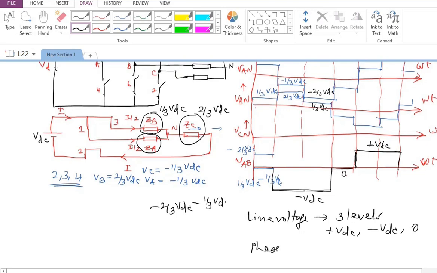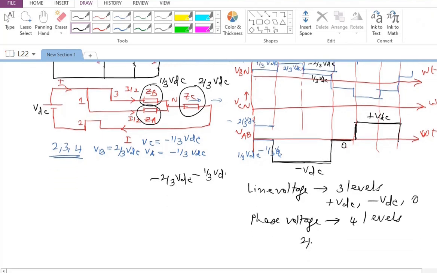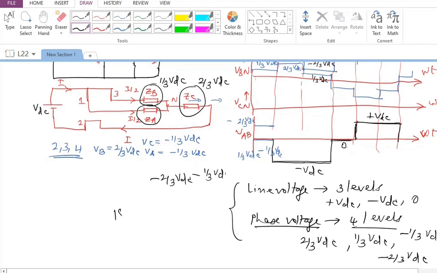Whereas phase voltage has 4 levels, which are 2 by 3 VDC, 1 by 3 VDC, then minus 1 by 3 VDC and minus 2 by 3 VDC. These are the 4 levels that we have got in 180-degree conduction and star connected mode.